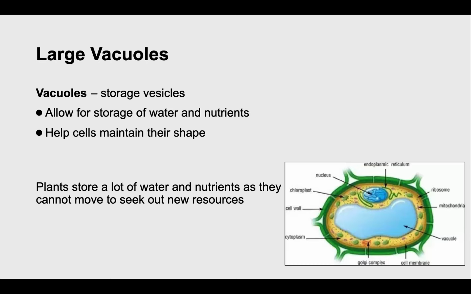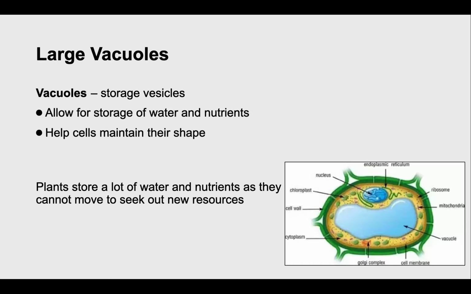One of the other big differences between animal and plant cells is this really large vacuole. Like I mentioned, vacuoles are storage vesicles. They tend to allow for the storage of water and nutrients. Plants can't move. They can't seek out more resources. They are stationary, so they use these vacuoles to store large amounts of water and nutrients so that they have something for when they can't find it. Maybe they're going through a drought. Maybe they can rely on the water they have stored in these large vacuoles.